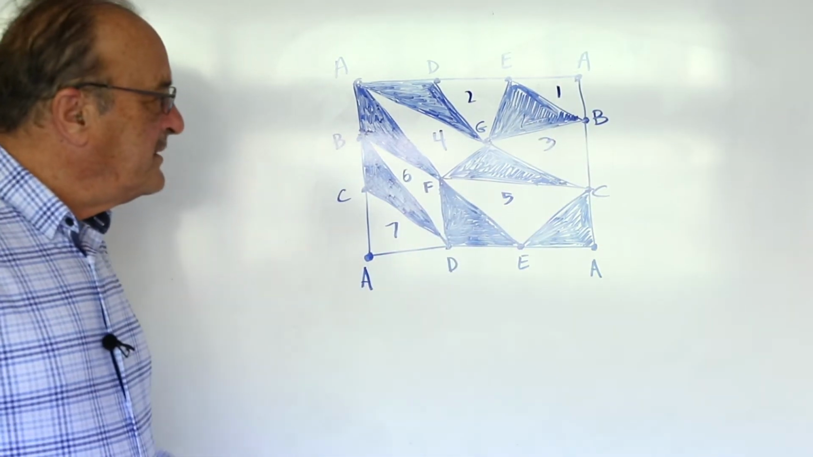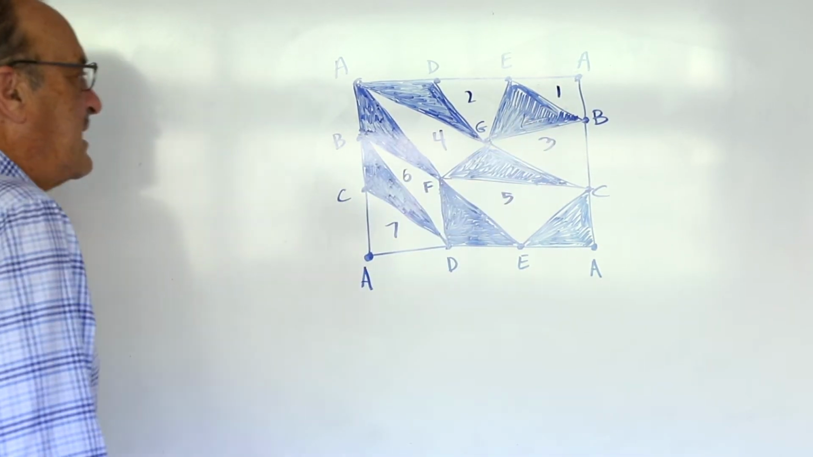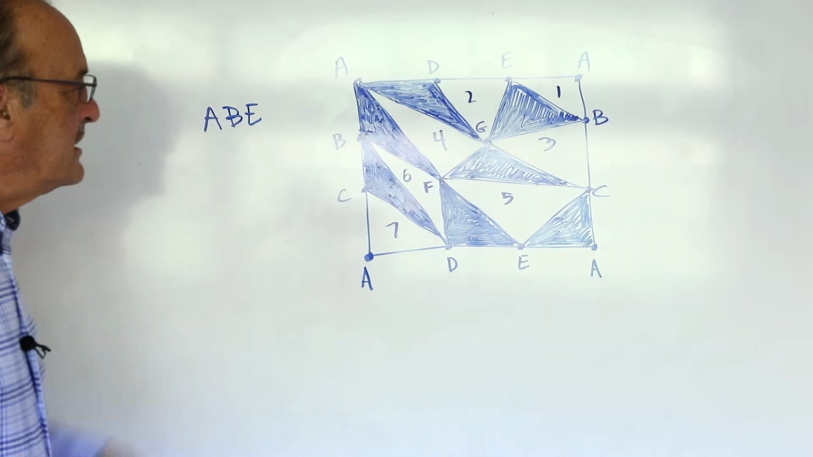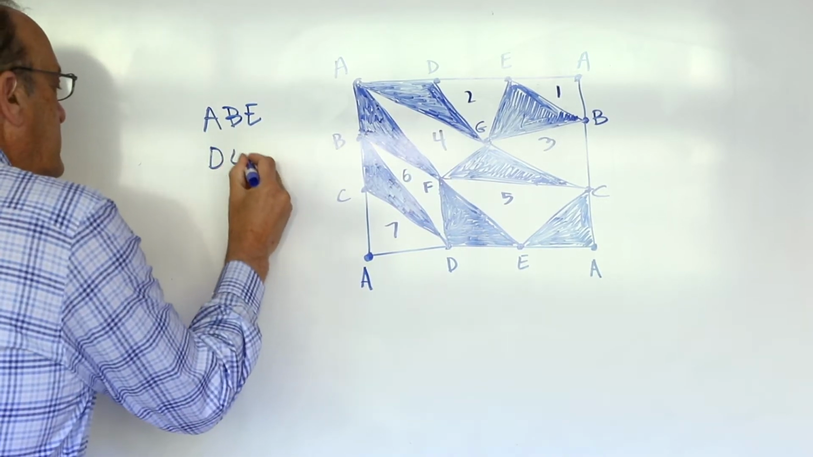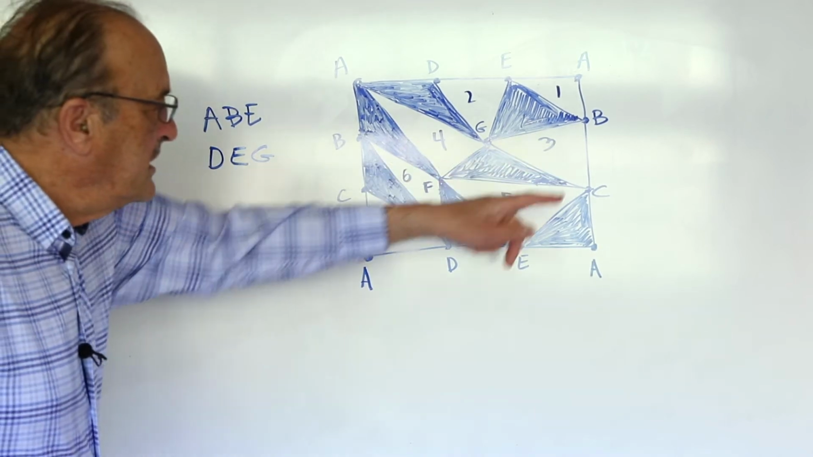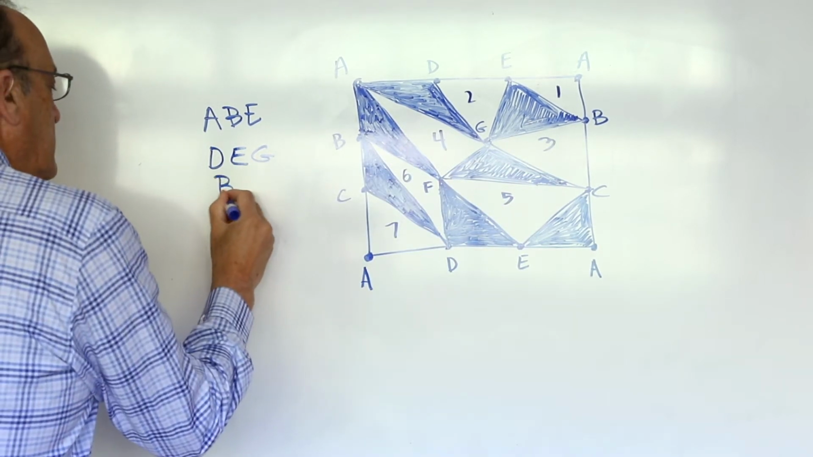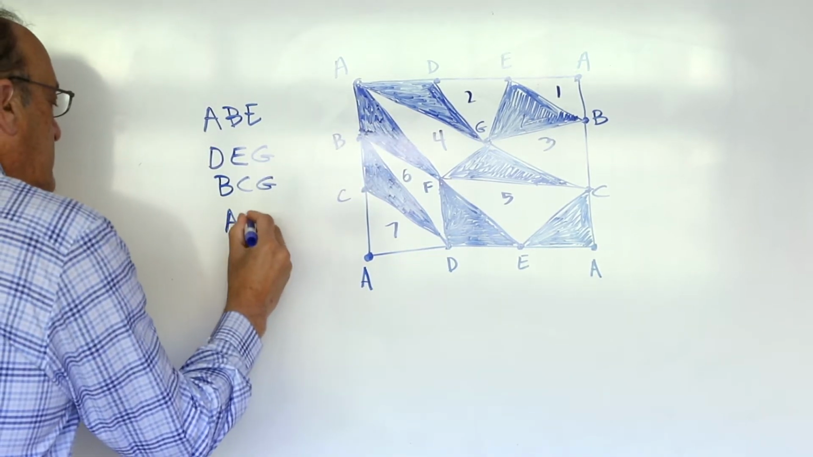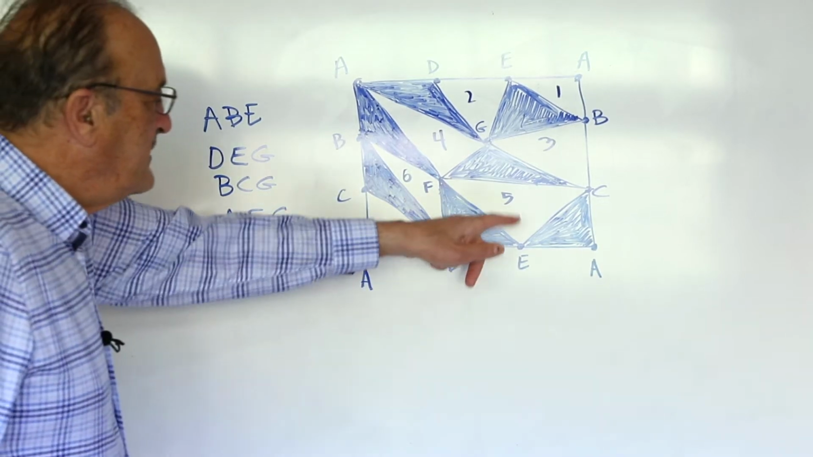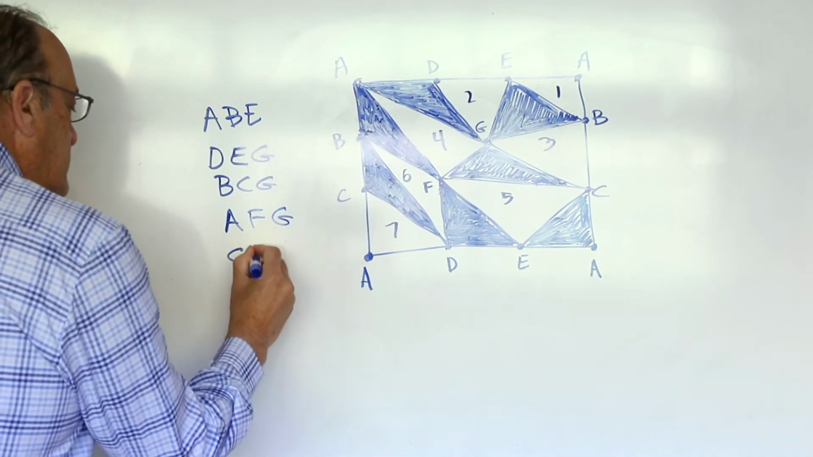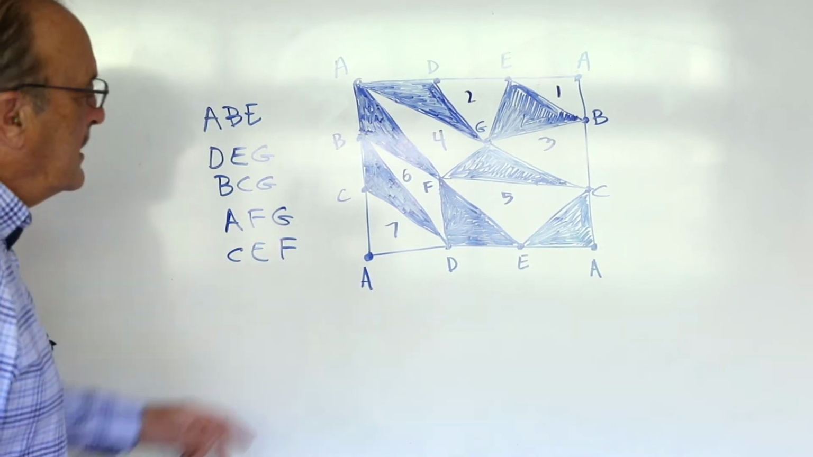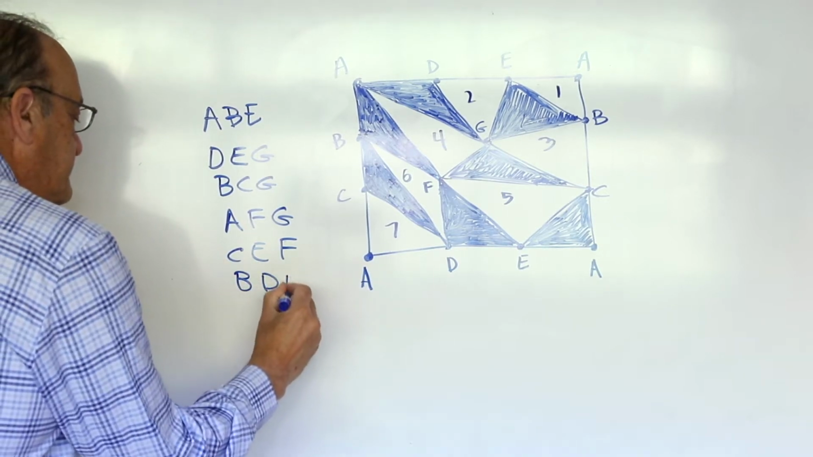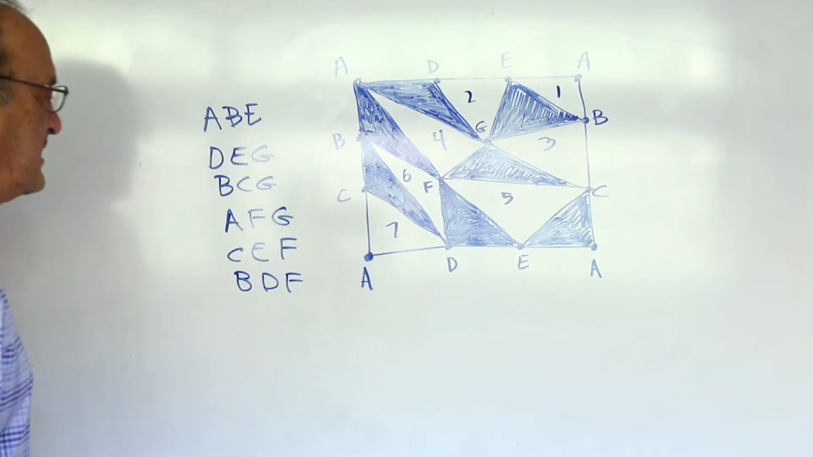If we look at the three vertices around triangle 1, that's ABE. And for triangle 2, that's DEG. Triangle 3 is BCG. Triangle 4 is AFG. Triangle 5 is CEF. And triangle 6 is BDF. And triangle 7 is ACD.